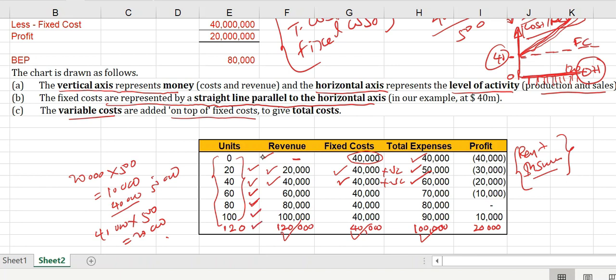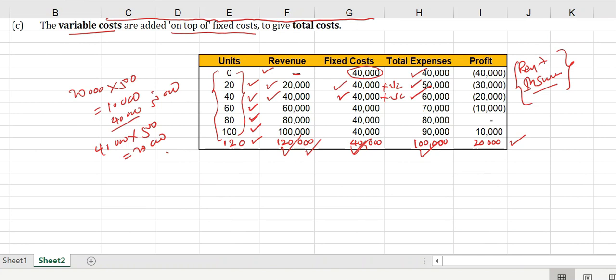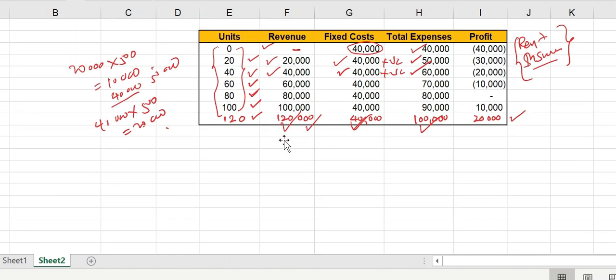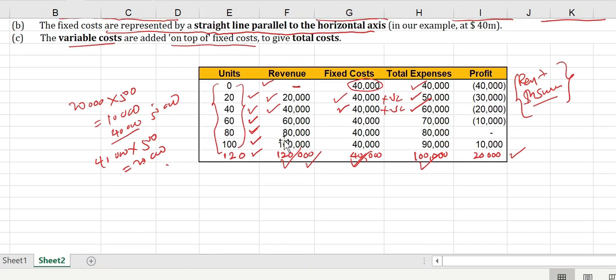So your total revenue will be 120,000. Still your fixed cost will be 40 million. Then the total expenses will be 100 million. Your total profit will be 20 million. So 120 million, 40 million, 100 million, profit will be 20 million. So based on this table, we'll try to draw these lines, and we'll try to identify the break-even point through the break-even chart.